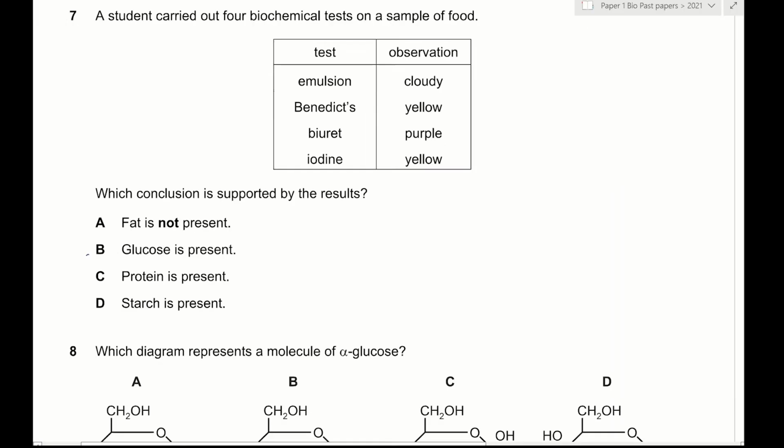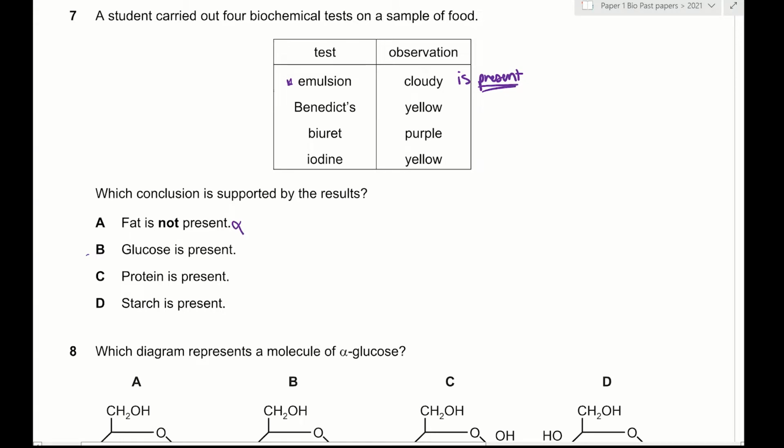Number 7. A student carried out 4 biochemical tests on a sample of food. Which conclusion is supported by the results? Let's start with A. Fat is not present. Here we have an ethanol emulsion test, and if the solution turns cloudy, it actually means that fat is present. So A is going to be incorrect.